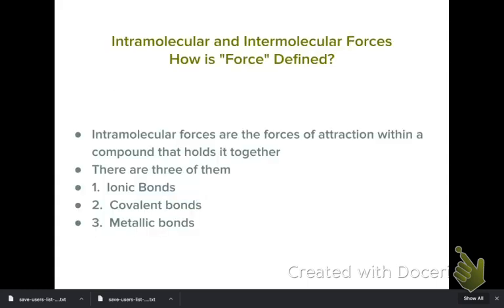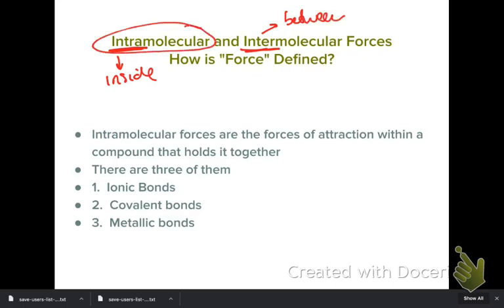So when we talk about the forces that are holding substances together, we're going to look at two different types. We have something called intramolecular forces versus intermolecular forces. They sound the same, but they're very, very different. When we talk about intra, that prefix intra means within or inside. And the prefix inter means between. So if we're looking for the intramolecular forces, we're looking at forces inside the molecule that hold it together.